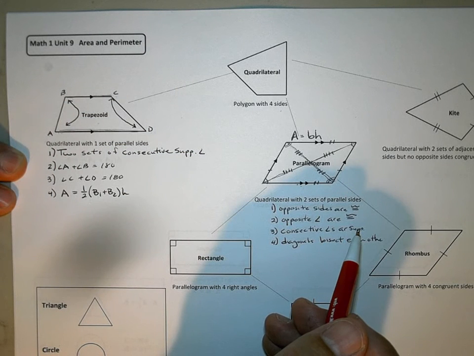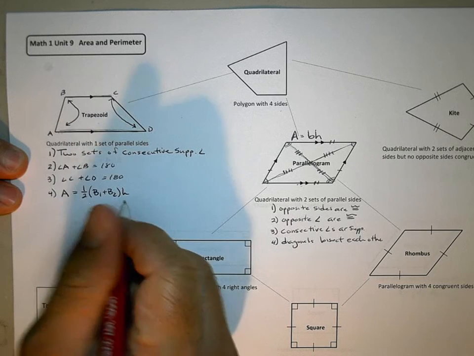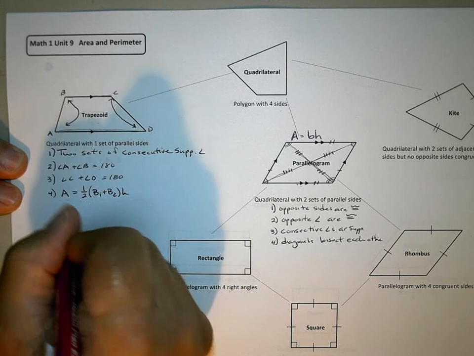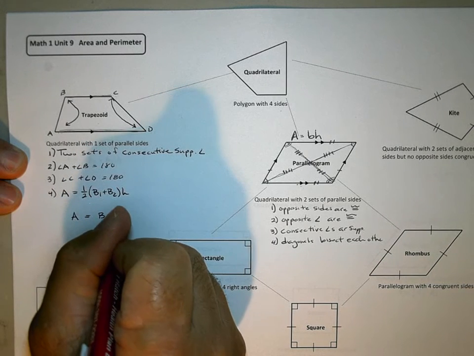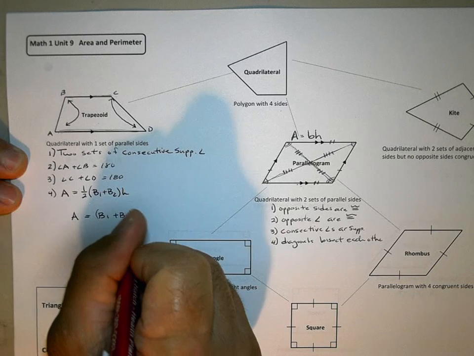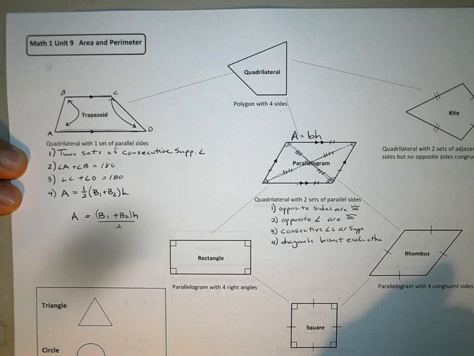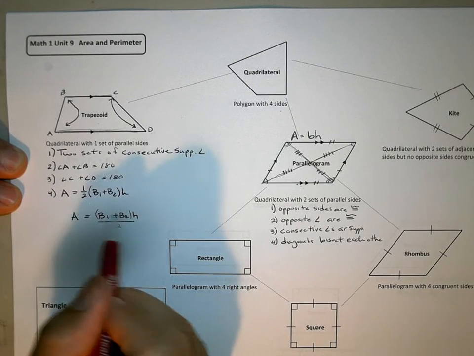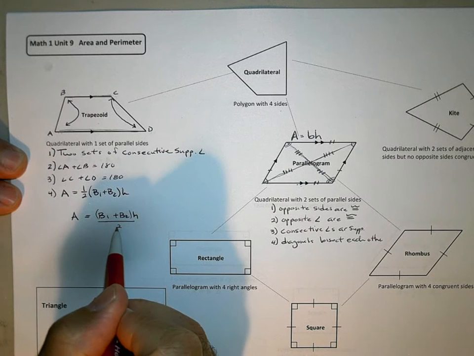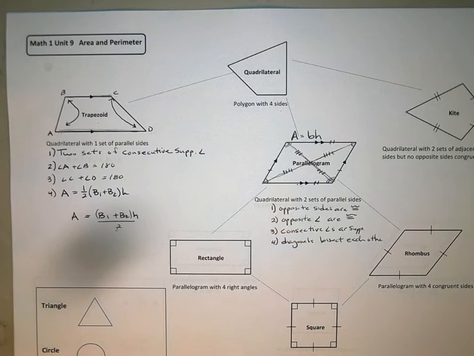Okay? Now how does that work? Why does that work? Okay? What we're really saying is sometimes people will write it this way. They'll write it area equals base 1 plus base 2 times the height divided by 2. You'll see it like that sometimes. And what we're basically saying is the average of the two bases. You add the two bases, divide by 2. So the average of the bases times the height. Okay, let me show you why.